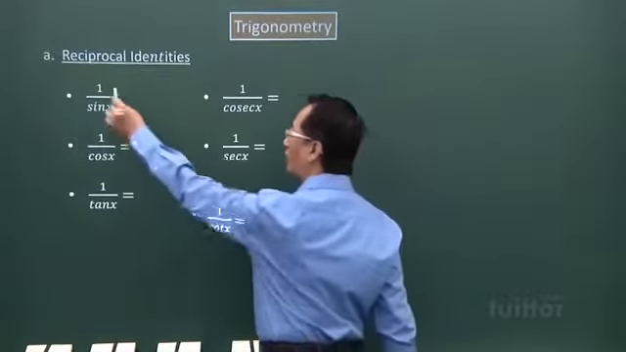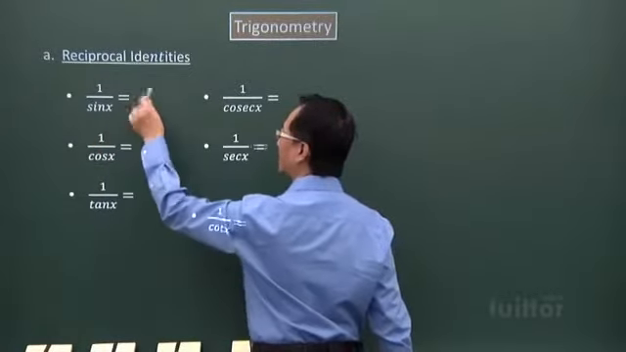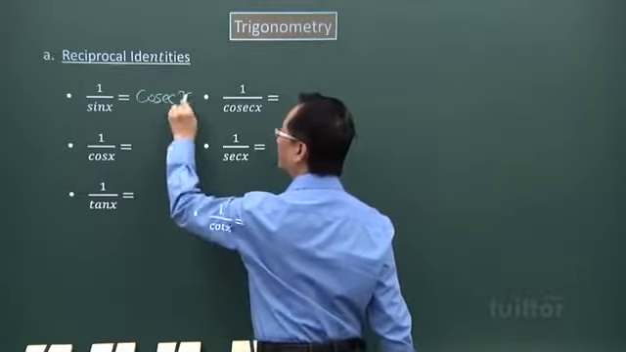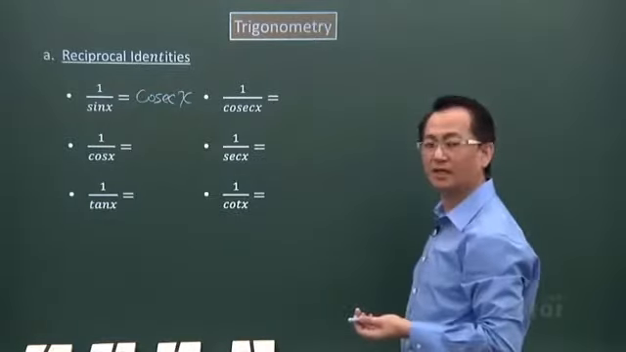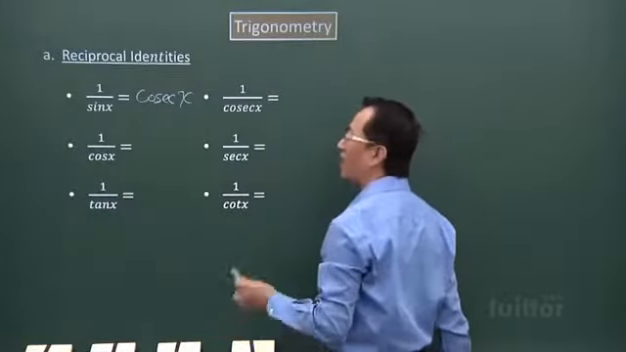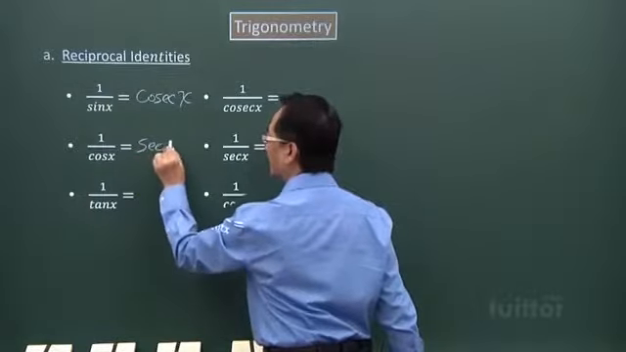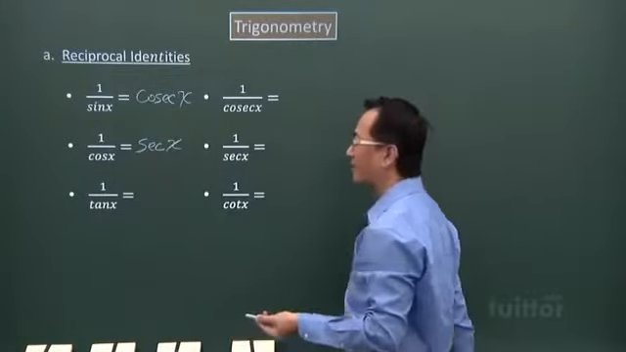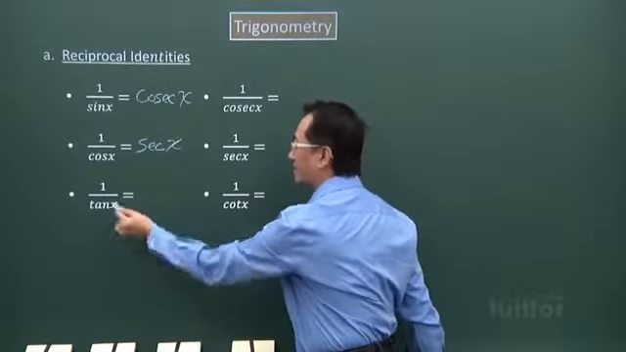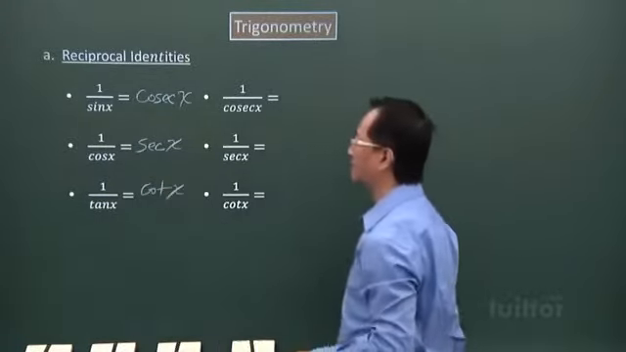Where we have 1 over sine x, then this identity will be cosecant x. Where we have 1 over cos x, your identity is secant x. So when we have 1 over tangent x, then we'll have cotangent x.